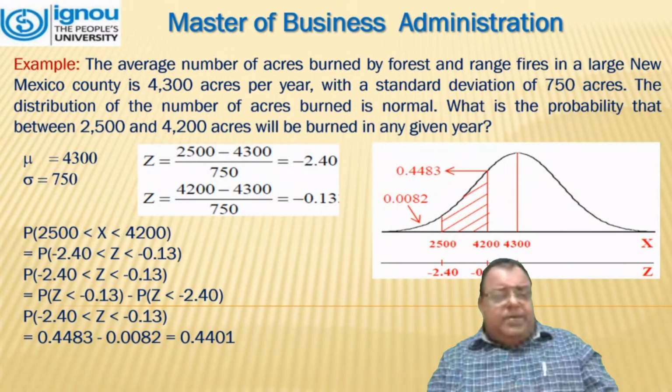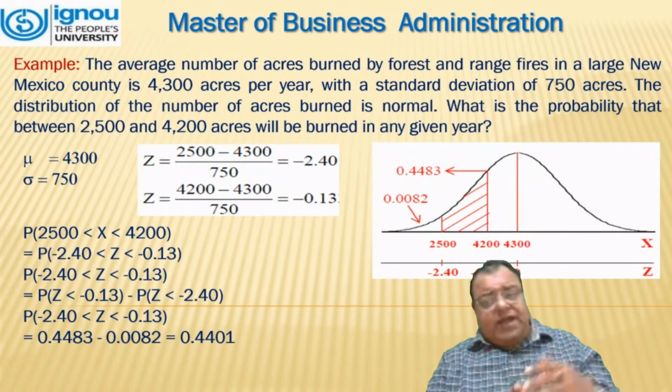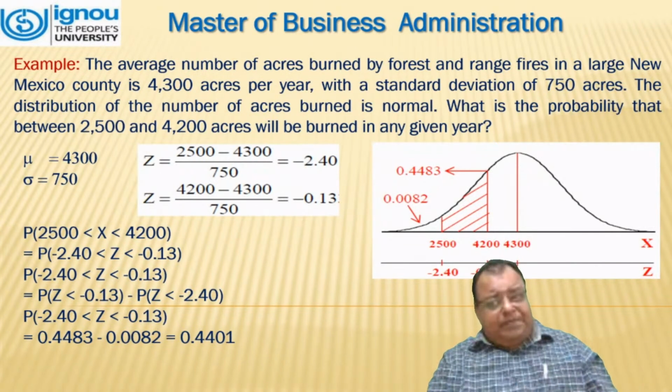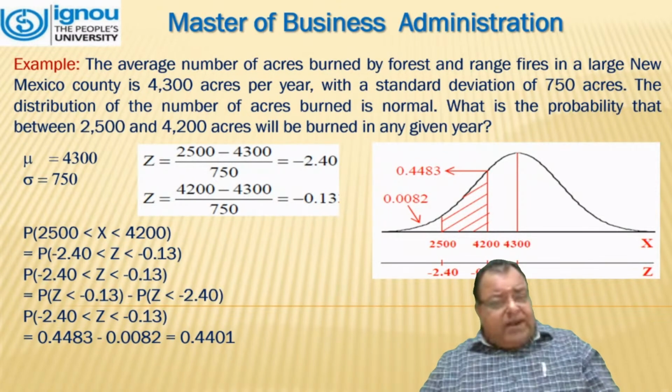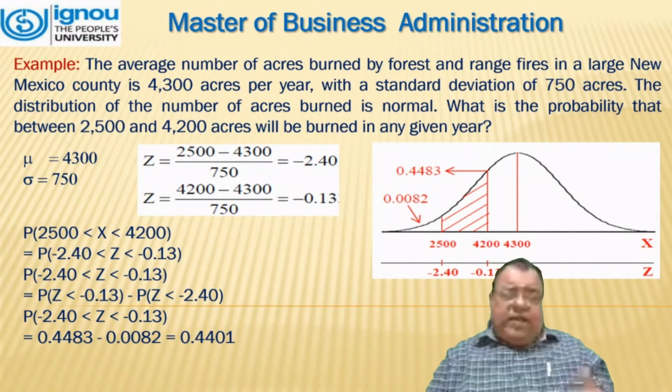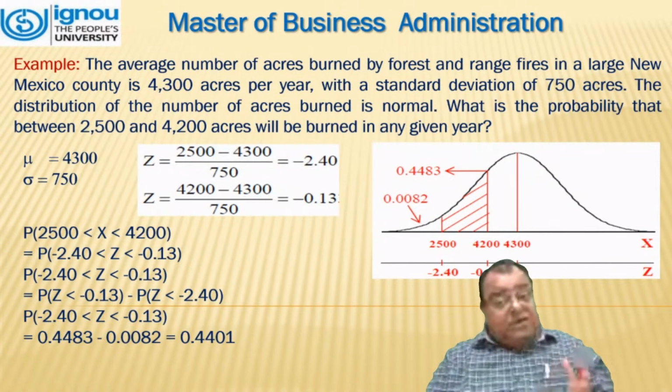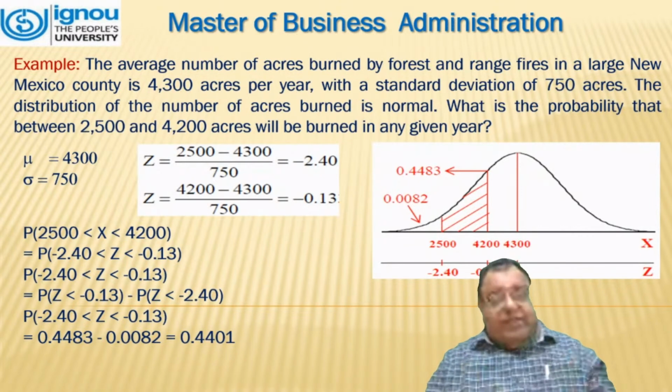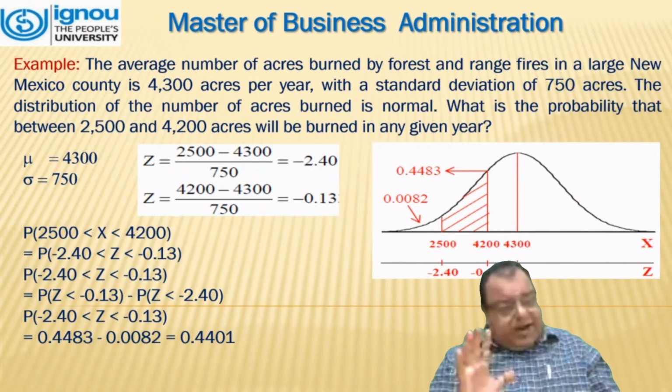We'll take another example. The average number of acres burned by forest and range fires in a large New Mexico county is 4,300 acres per year, with a standard deviation of 750 acres. The distribution of the number of acres burned is normal. What is the probability that between 2,500 and 4,200 acres will be burned in any given year? The problem is related to the normal distribution. It is already explained in the problem.